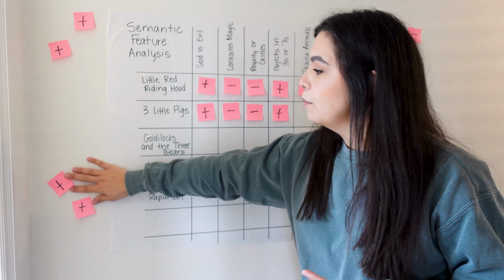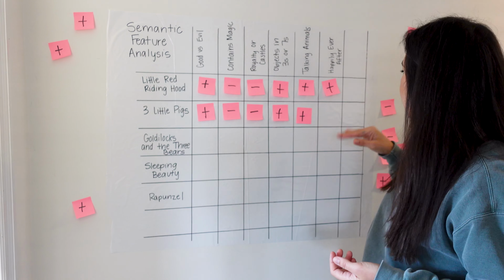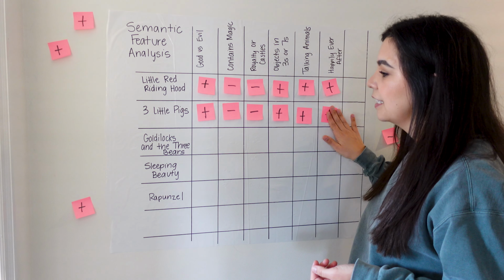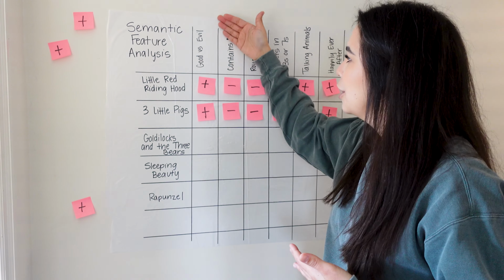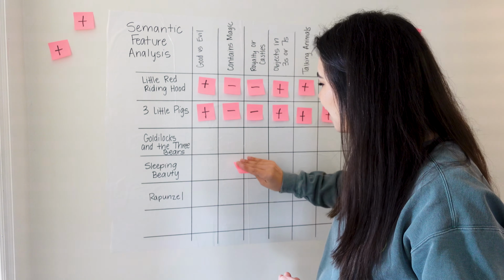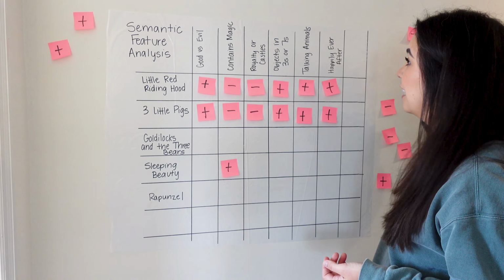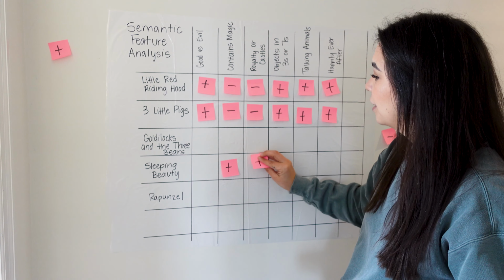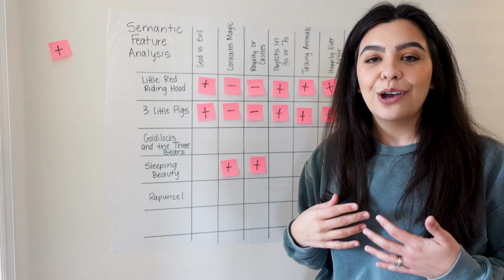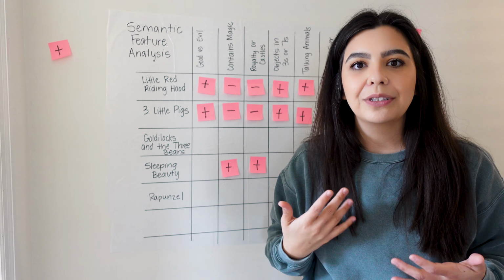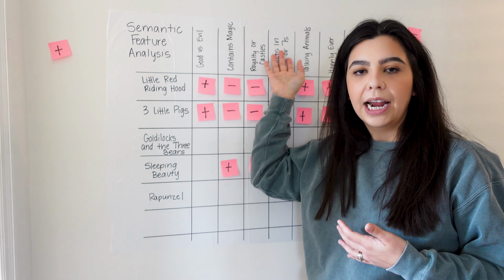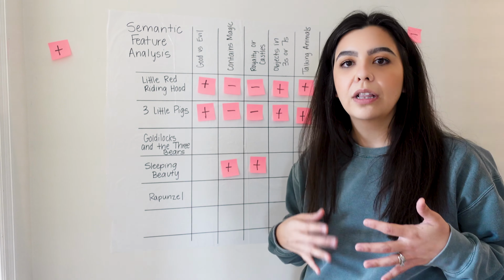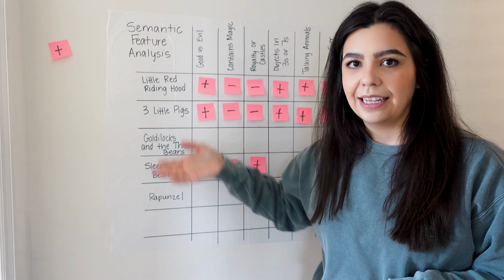Does it have talking animals? Absolutely. Do they live happily ever after? Yes. So as we start to get into Sleeping Beauty and Rapunzel, we're gonna notice that it does contain magic and it does have royalty and castles. And so the kids are going to start to build connections and look at the comparisons between these characteristics amongst all of the different text that they're seeing here.